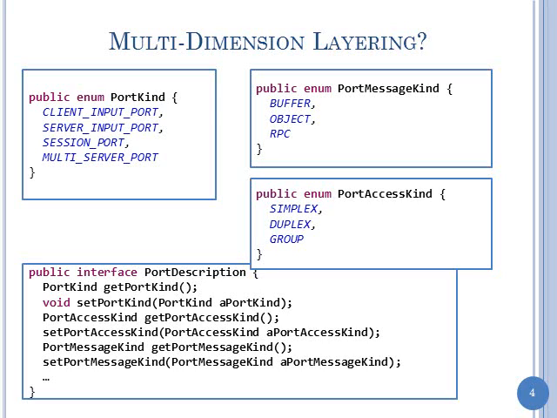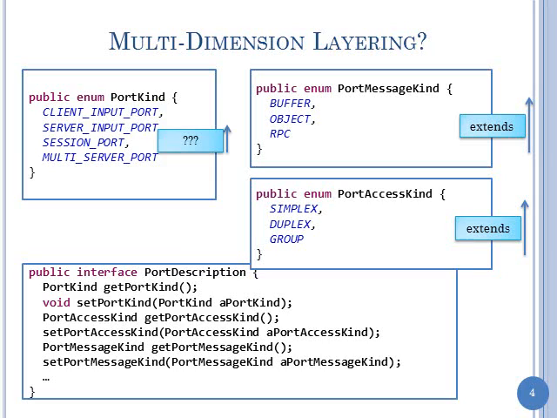What are the layering dimensions here, by the way? Can you see some layers based on these types here? On port message kind, can you see some layers based on that? Like buffer is lower than object. Object's lower than RPC. Can you see layering here? Group is more than duplex, duplex is more than simplex.